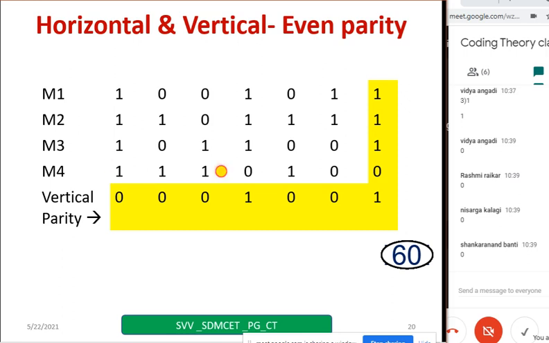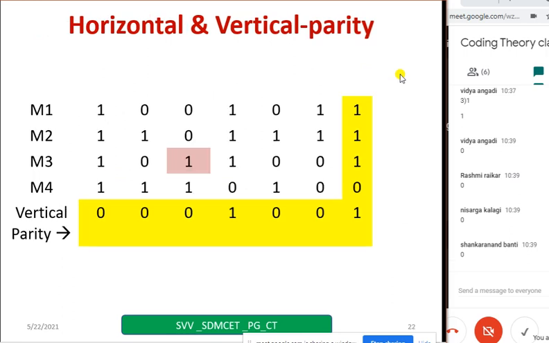Now what I am doing, I am adding row-wise parity bits and column-wise parity bits. This may help me to do the correction also. How? Let us take one simplest example. Now consider this 1 has become 0. I have sent all this information from transmitter to the receiver. This error means 0 has become 1 or 1 might have become 0. Now 1 has become 0.